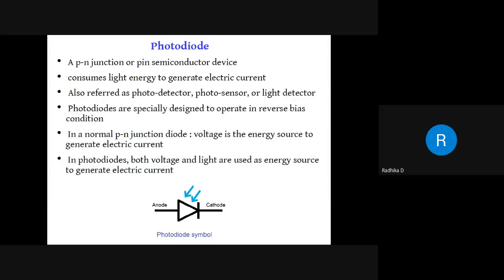Current produced will be very less if I use just the voltage. I already told you, it is of the order of nanoampere and all. So that current produced is insufficient for any kind of application, like solar panels and electromagnetic detecting devices. If I want to use a diode for an application and it gives me very less current, it's of no use, right? So just voltage is not sufficient. I need light in addition to it.